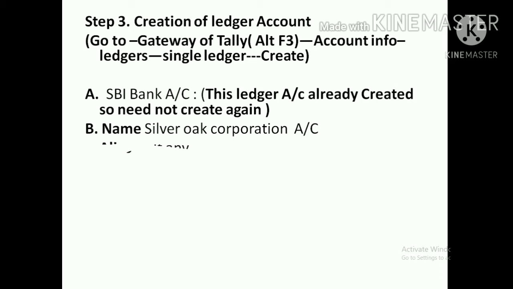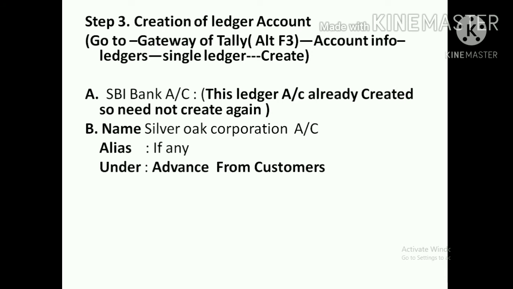So we create Silver Oak Corporation. Then please observe here, from the Silver Oak company we receive the word advance, so the Silver Oak company should come under the group of advance from customer. We created this group, correct? No? Okay, if not created, we should give the current liability group.